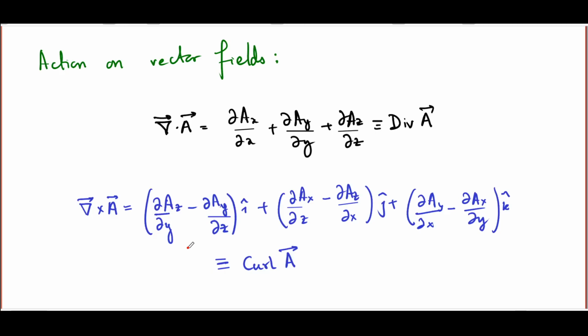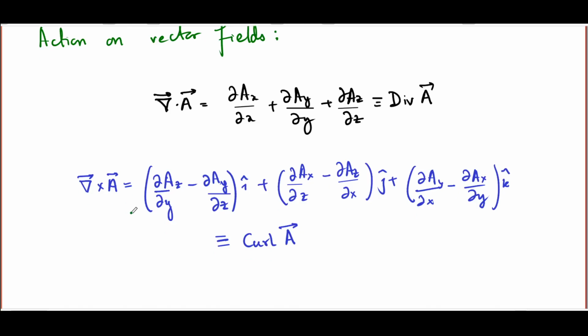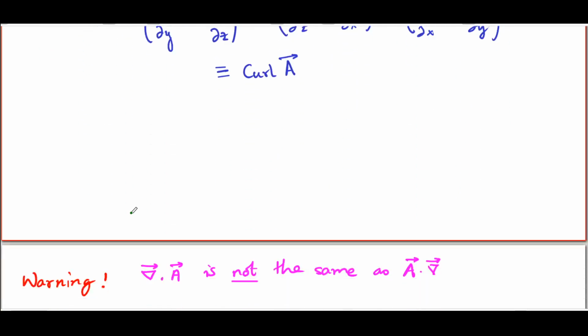And I've just used the nabla operator to give you a convenient way of representing them. Now, before you get too comfortable with this idea of using nabla as a vector, as we have done here and here, let me issue a word of warning. In vectors, A dot B is the same as B dot A. But del dot A is definitely not the same as A dot del.